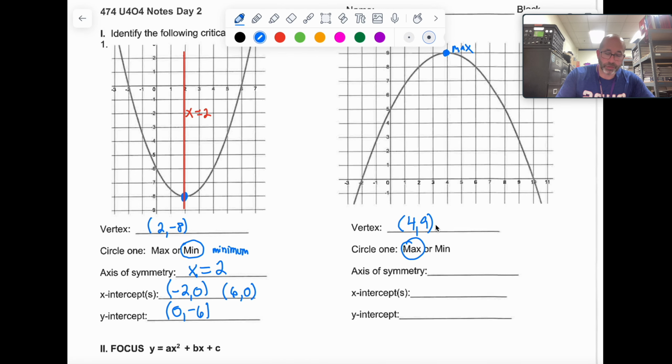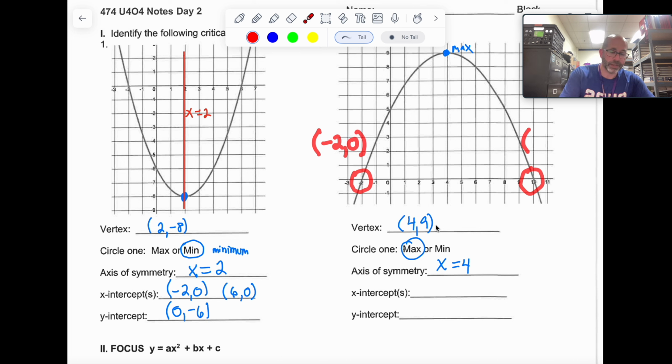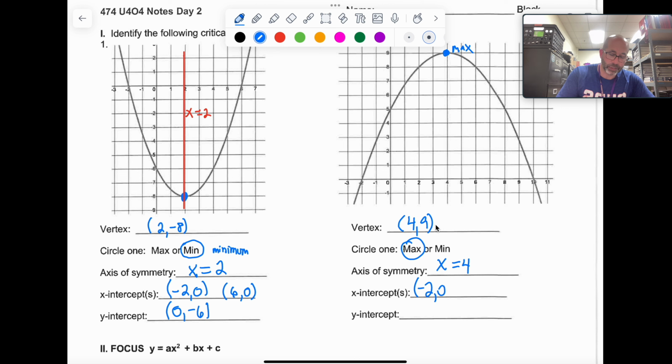The axis of symmetry, remember, has to match up with the x value of my vertex, so x is equal to 4. My x-intercepts are the two points where it hits the x-axis. There's the left one and there's the right one. Our first one is at negative 2, 0, and the second one on the right is at 10, 0.